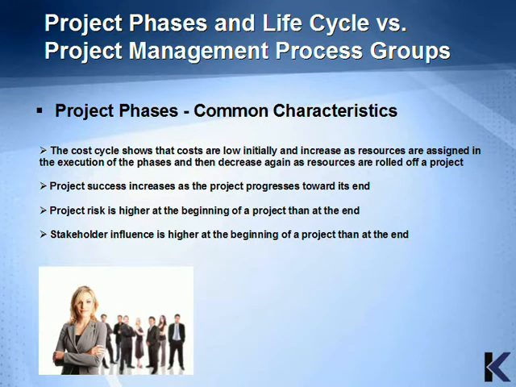Other common characteristics show that the cost cycle is low initially and increases as resources are assigned in the execution phase, and then decreases again as resources are rolled off of a project. Project success increases as the project progresses toward its end. Project risk is higher at the beginning than at the end, and stakeholder influence is higher at the beginning of a project than at its end.